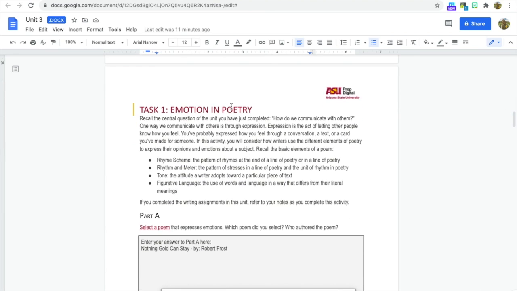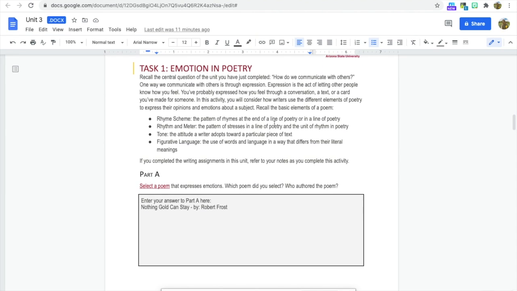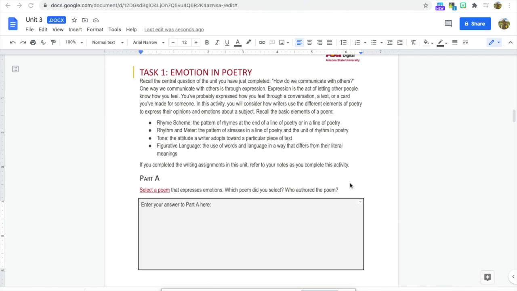All right, so let's go over task 1, emotion in poetry. For this part, you're going to recall the basic elements of the poem that we have already gone through for the past 2 weeks. It's rhyme scheme, rhythm and meter, tone, and figurative language. Okay, and once you have gone over these 4 things that we already did, you can access your notes if you completed the writing assignments.